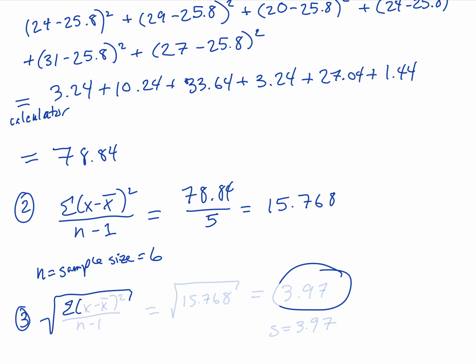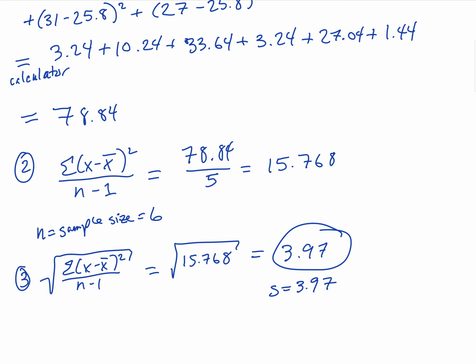And our very last step is to just square root the whole thing. So the square root of the sum of each data value minus the mean squared divided by n minus 1 is equal to, in our case, the square root of 15.768. And when we square root that, we will get 3.97. So our standard deviation is 3.97 for this set of data.